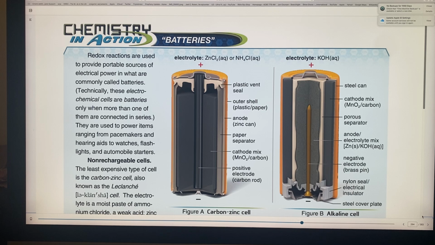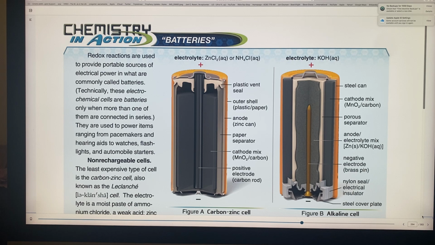Let's see, I have my notes here. Hydrogen fuel cells. Okay, batteries. Redox reactions are used to provide portable sources of electrical power in what is commonly called batteries. Technically, these electrochemical cells are batteries only when more than one of them are connected in a series. Then we call them batteries. That's why we need more than one cell, right? And they're used to power items ranging from pacemakers, hearing aids, watches, flashlights, to automobile starters.